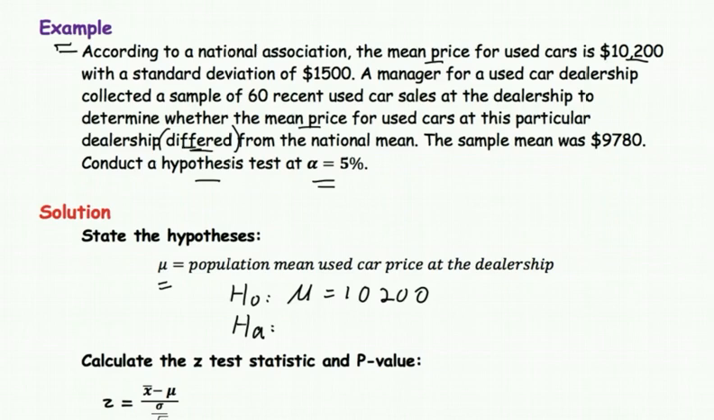Because of the keyword differed, the alternative hypothesis is mu is not equal to 10200. Why? Because the manager doesn't really know whether it's bigger or smaller. The only thing the manager cares about is whether the mu is different from the national mean.